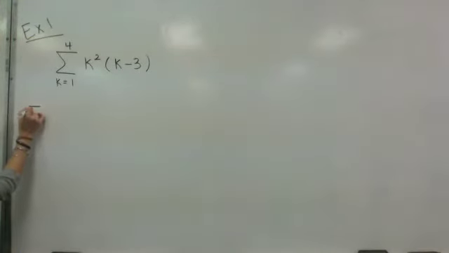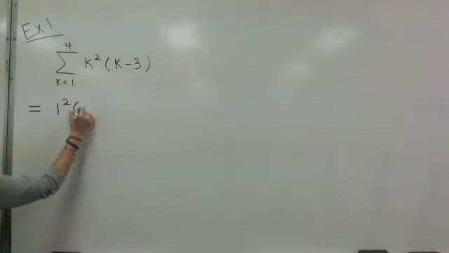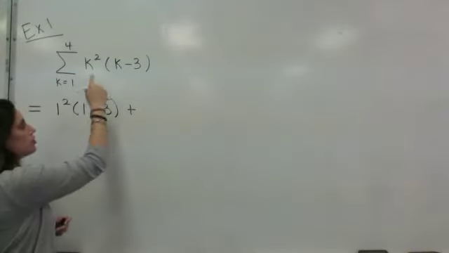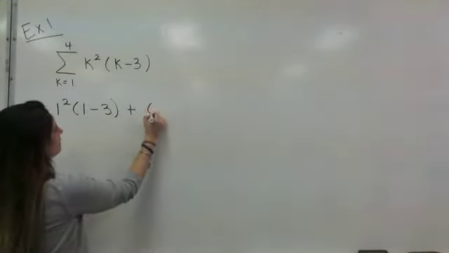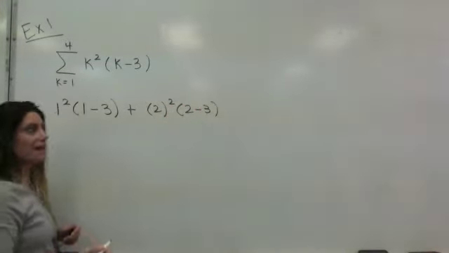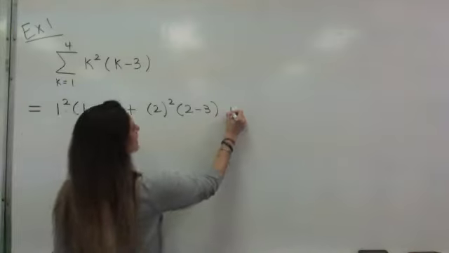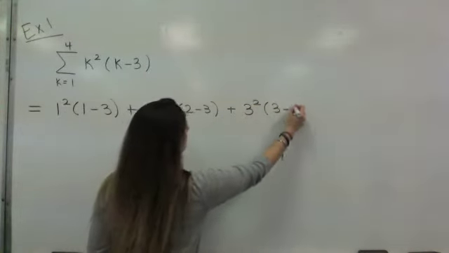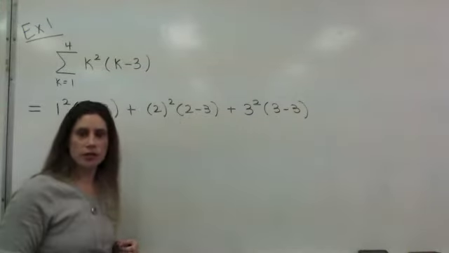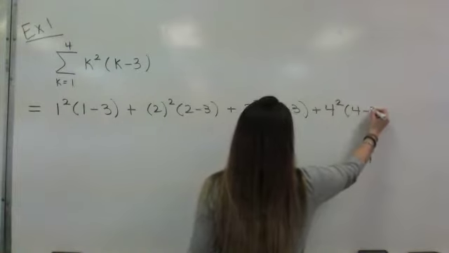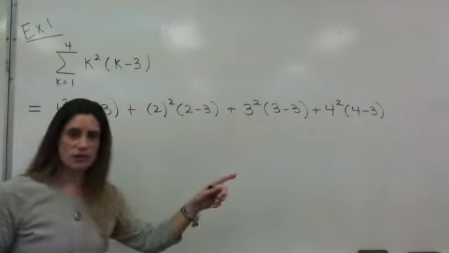So this is equivalent to 1 squared times 1 minus 3. You're going to add that to what you get when you plug in 2 for all the k's. So that'll be 2 squared times 2 minus 3. You're going to add that to what happens when you plug in 3 next. So you're going to plug in 3 squared times 3 minus 3. And then last you're going to plug in 4. So that's 4 squared times 4 minus 3. And now you're going to evaluate each of these.